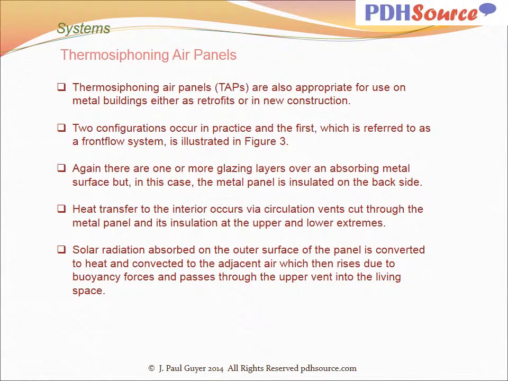Again, there are one or more glazing layers over an absorbing metal surface, but in this case the metal panel is insulated on the back side. Heat transfer to the interior occurs via circulation vents cut through the metal panel and its insulation at the upper and lower extremes. Solar radiation absorbed on the outer surface of the panel is converted to heat and convected to the adjacent air, which then rises due to buoyancy forces and passes through the upper vent into the living space.